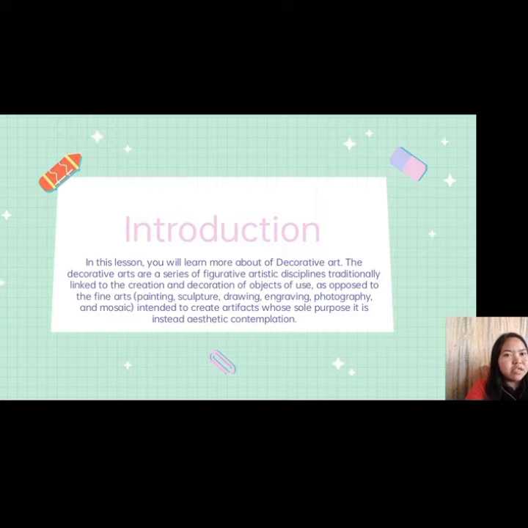The decorative arts are a series of figurative artistic disciplines traditionally linked to the creation and decoration of objects and their use, as opposed to fine arts such as painting, sculpture, drawing, engraving, photography, and mosaic. It is also intended to create artifacts whose sole purpose is instead aesthetic contemplation. But before we jump into my discussion, let us first answer, what is decorative art?